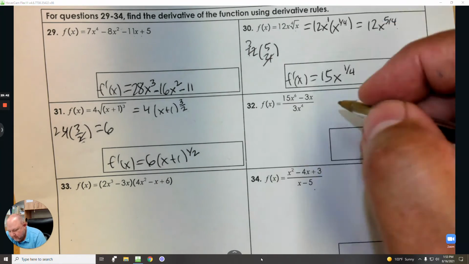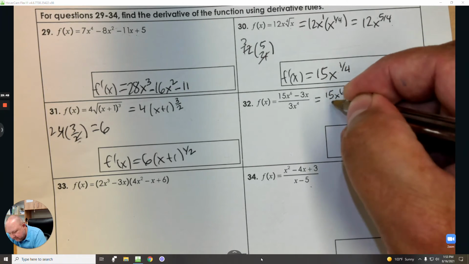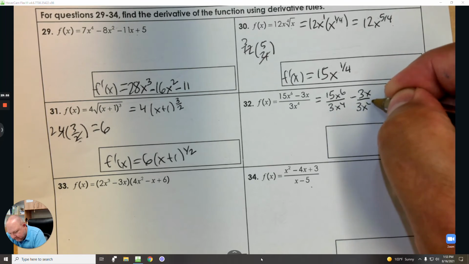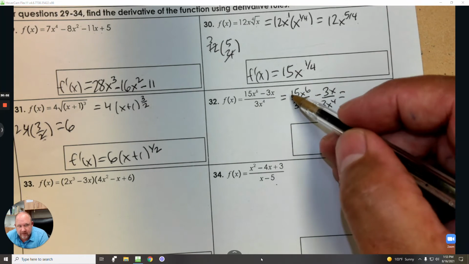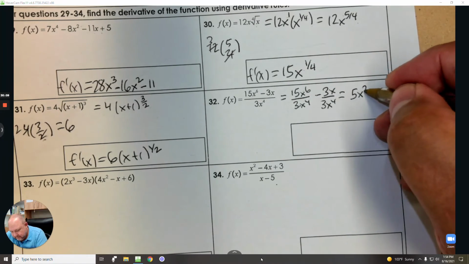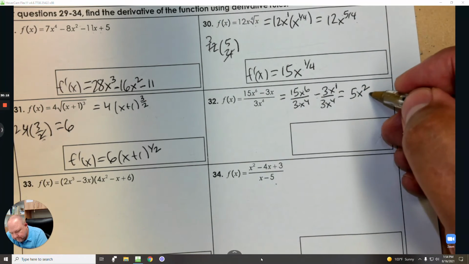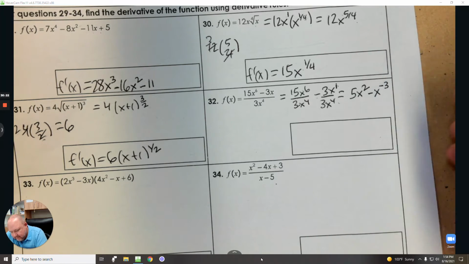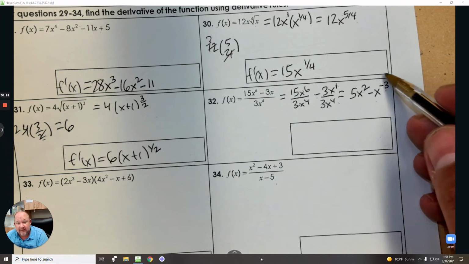Number 32, we're going to reduce this down first. So I'm going to separate this. We have 15x to the 6th, 3x to the 4th, and then we have minus 3x over 3x to the 4th. So I'm going to reduce this down first by separating them into two fractions. So 15 divided by 3, that's 5. And then subtract the exponents, that's 2. 3 divided by 3 is 1. And then 1 take away 4 is negative 3. So it's really x to the negative 3. We don't want to write it as a fraction. If we can avoid it, we'd rather write it with the negative exponent and then follow the rules.